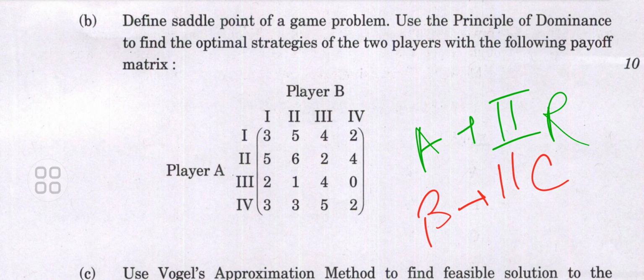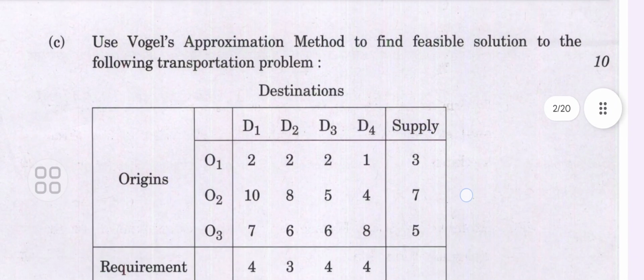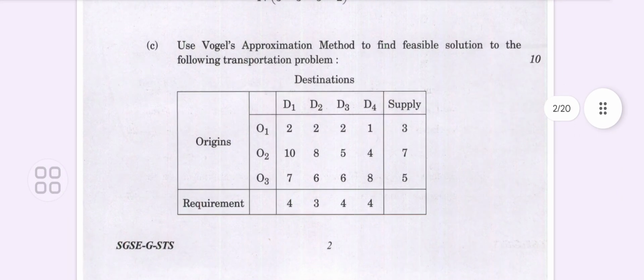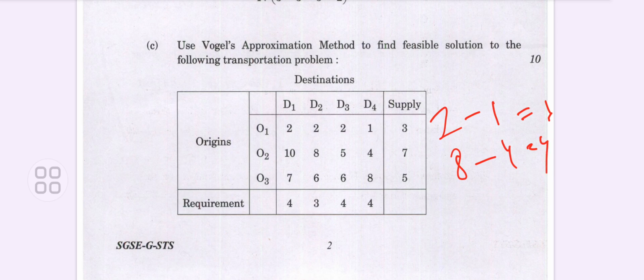Now coming to the next question: use Vogel's approximation method to find a feasible solution to the following transportation problem. It's operations research. So how will we do it? First, we do the row penalty. Origin 1: 2 minus 1 comes to 1, 8 minus 4 comes to 4, 7 minus 6 comes to 1. Now the column penalty in the same way: 7 minus 2 is 5, 8 minus 2 is 6, 6 minus 2 is 4, and 8 minus 1 is 7.